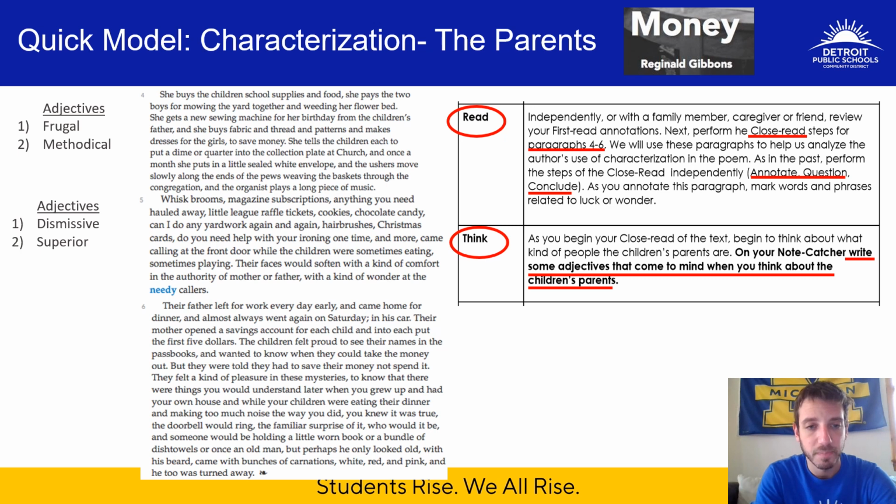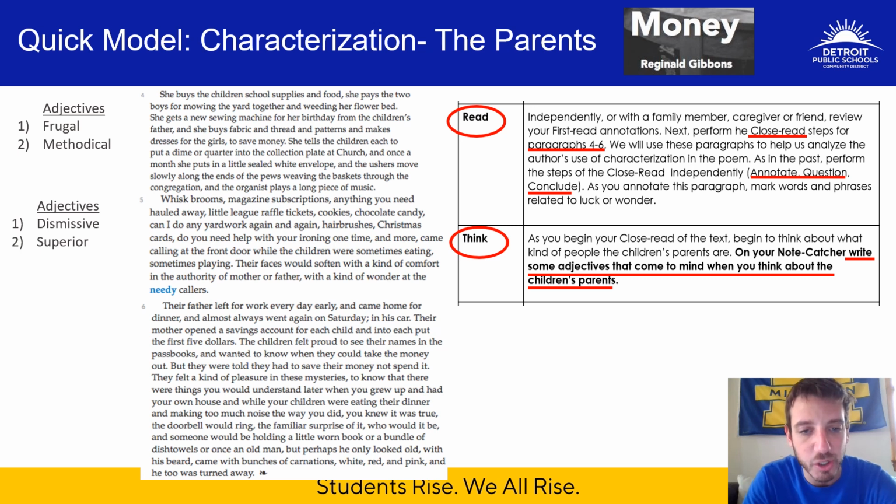And then paragraph 6. Their father left for work every day early and came home for dinner and almost always went again on Saturday in his car. Their mother opened a savings account for each child and into each put the first $5. The children felt proud to see their names in the passbooks, checkbooks, and wanted to know when they could take the money out. But they were told they had to save their money and not spend it.